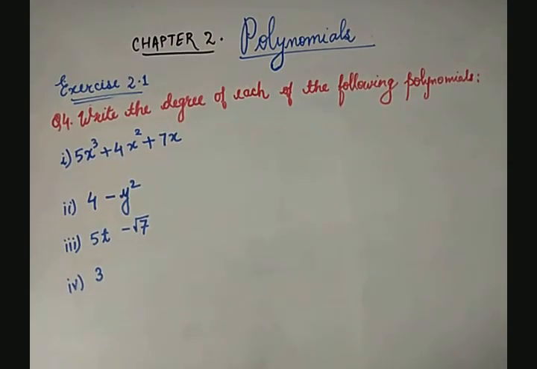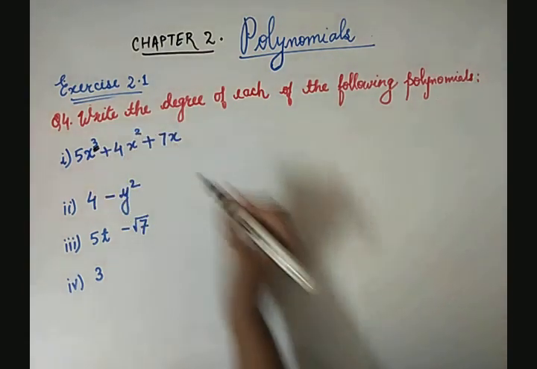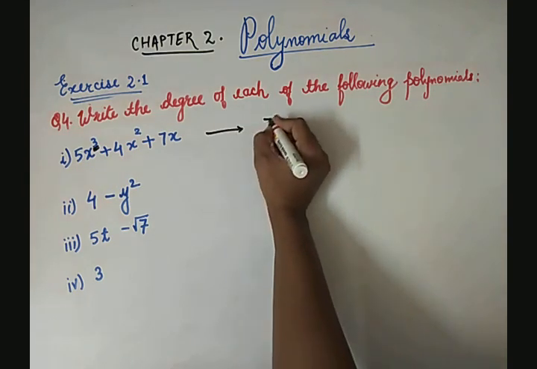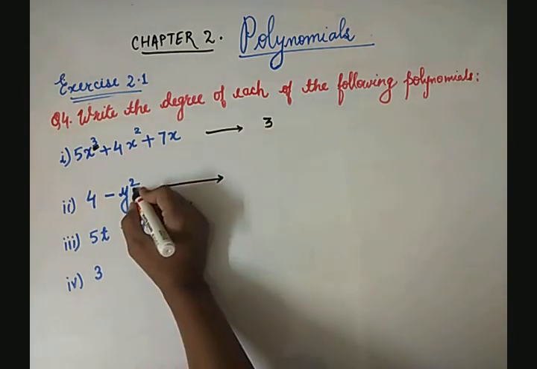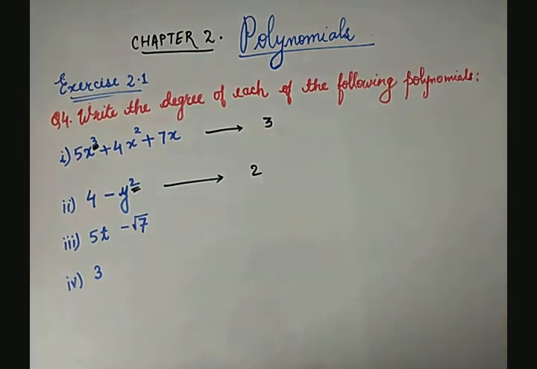The question is, write the degree of each of the following polynomials. These are the 4 questions and we need to find their degree. We know what degree is. The highest power of the given polynomial is called its degree. So check for the highest power in your first question, 5x cube plus 4x square plus 7x. What is the highest power? 3 is the highest power. So the degree is 3. Now check the second one. What is the highest power there? 2. So the degree of the given polynomial is 2.